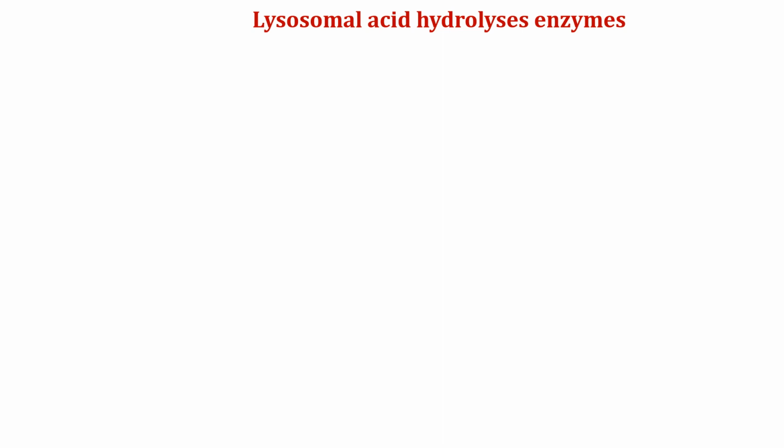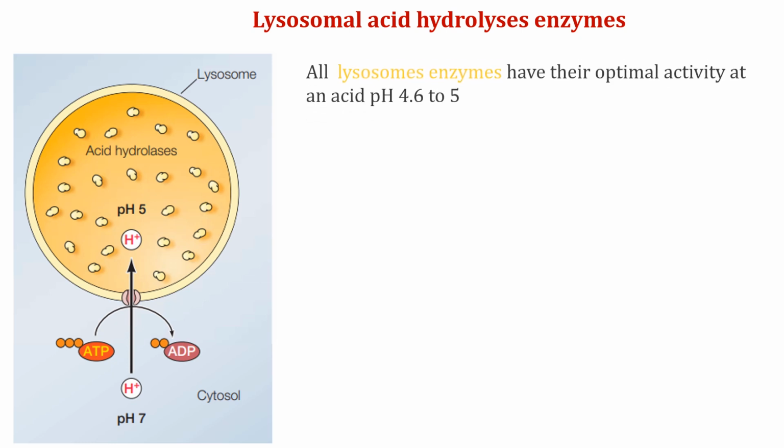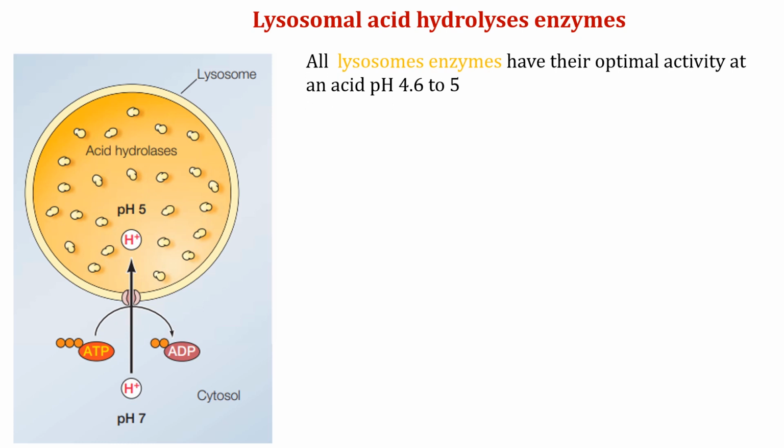Lysosomes contain acid hydrolase enzymes. This is the structure of a lysosome. You can see here the acid hydrolase enzymes within the lumen of the lysosome, and this is the membrane. The pH should be 4.6 to 5. All lysosomal enzymes share an important property: they are acid hydrolases, which are active at acidic pH, that is 4.6 to 5, and that must be maintained within the lysosome.